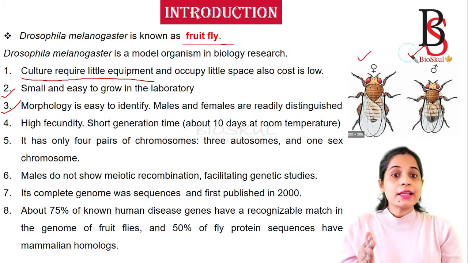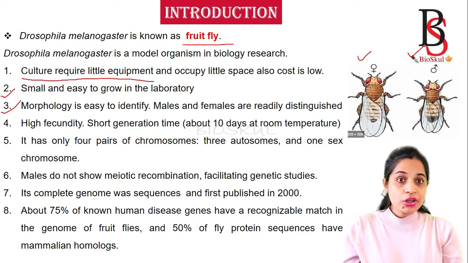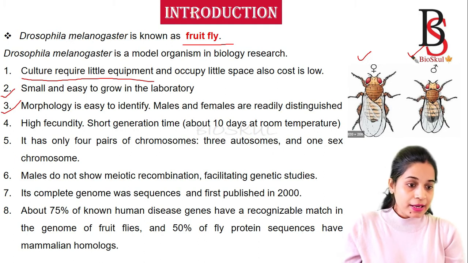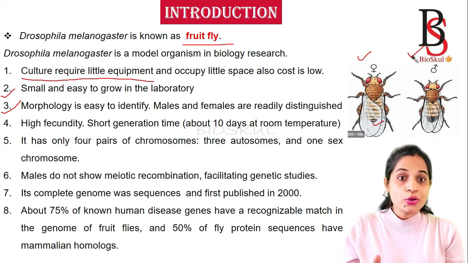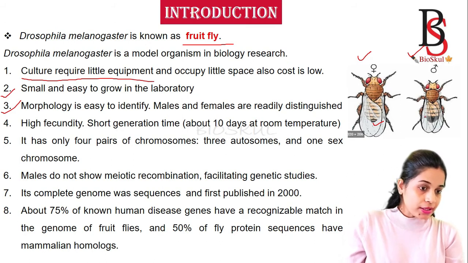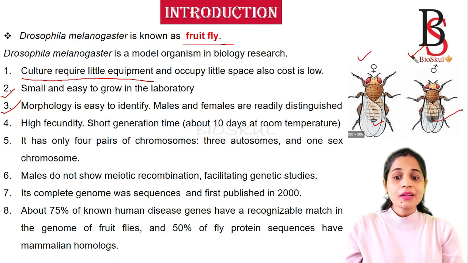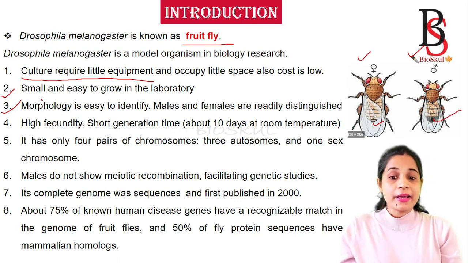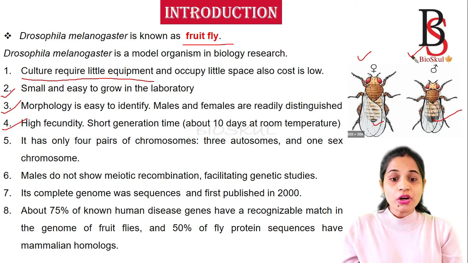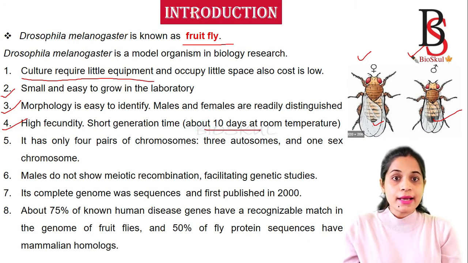The female is larger in size in comparison to the male, and the posterior abdominal region in the female is pointed and also light in color, whereas in the male the posterior abdominal region is rounded and dark in color. The fecundity is very high and it has a very short generation time. It only requires 10 days at room temperature to be generated.